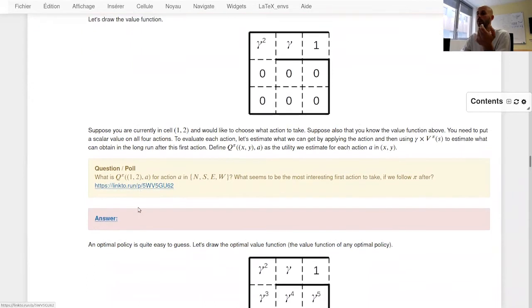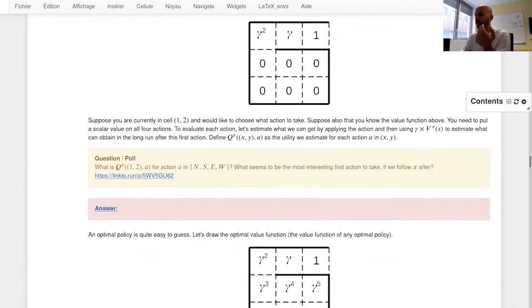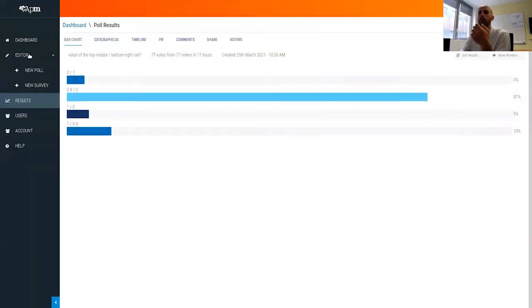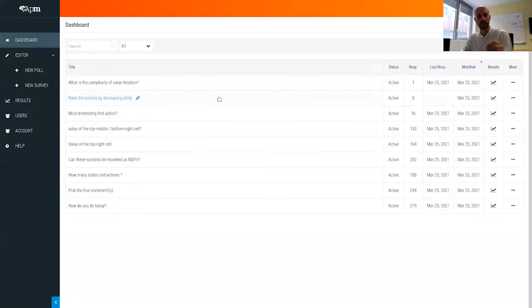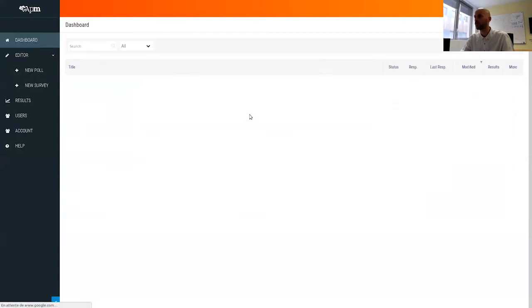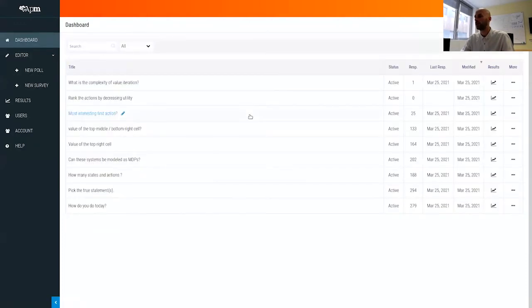And so the poll now says, what is the value of Q pi of 1-2 for all actions A in north, south, east, and west? What seems to be the most interesting first action to take if we follow pi after this first action? The question on the poll is only the second one. So what is the most interesting first action? I'll let you answer.